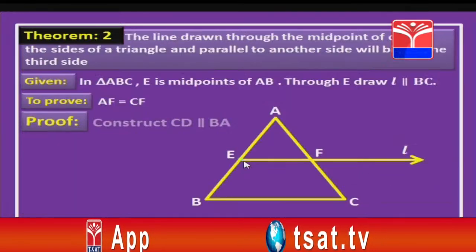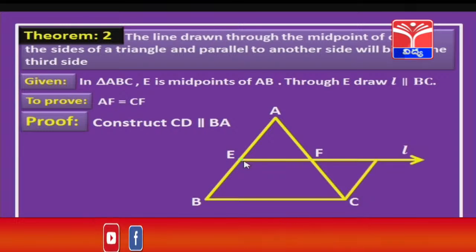Now, for that, let us move on to a small construction. Let us draw CD parallel to BA and let it intersect at D.